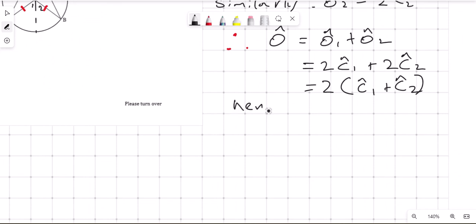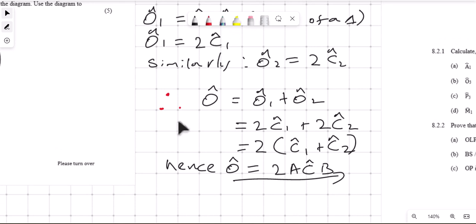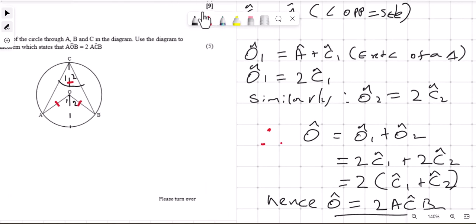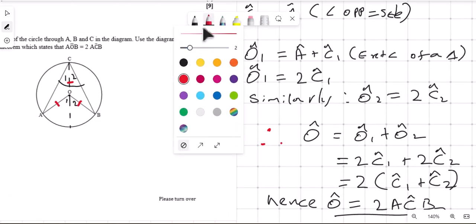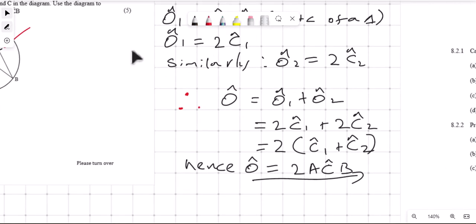Hence, angle O is equals to 2 ACP, which is what you wanted to prove. Is that correct? Yes. Was it difficult? No. Okay. The key part is on the construction. So the construction gives you 1 mark, and then the rest is going to give you 4 marks.